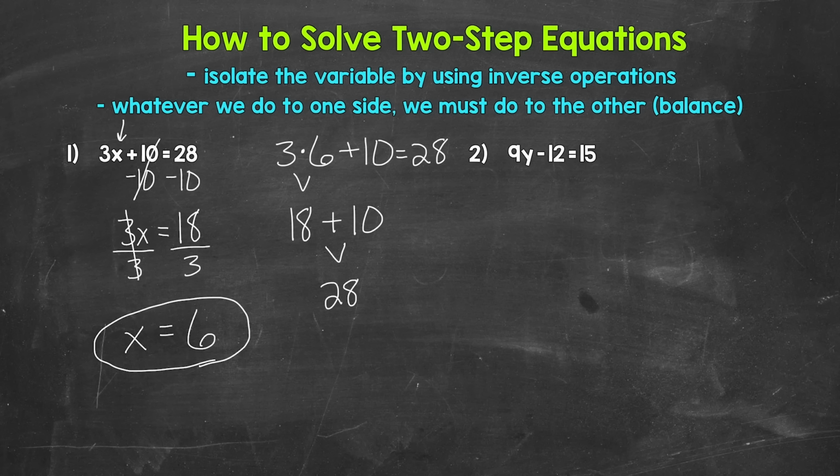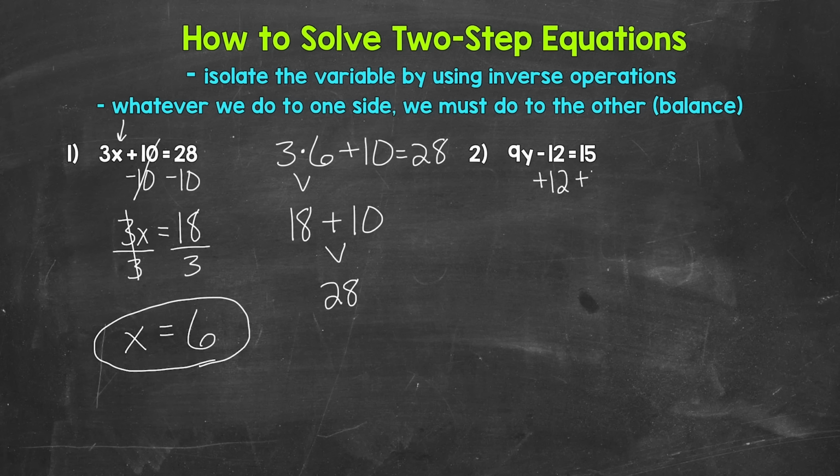So 9 times what minus 12 equals 15. We need to isolate that variable of y. We need to undo the operations on that side of the equation. We have multiplication and subtraction. So we need to go in the reverse order of operations in order to undo everything here. We need to undo the subtraction first. So what's the inverse operation of subtraction? Well, addition. So let's add 12 to the left side of the equation.